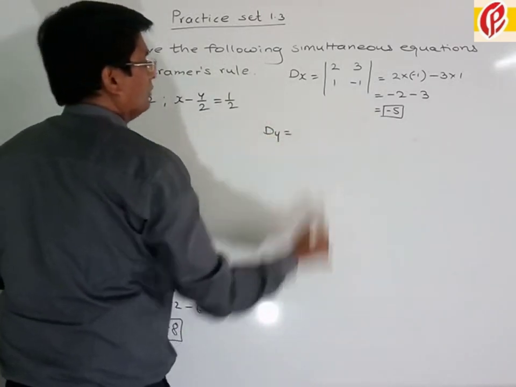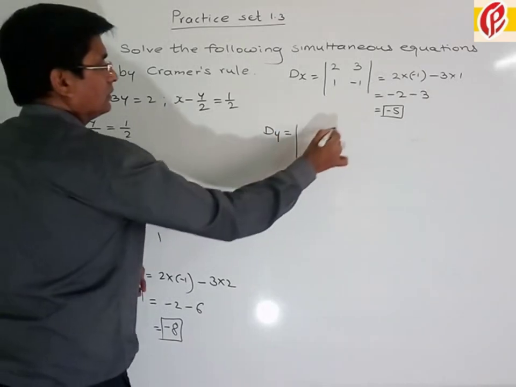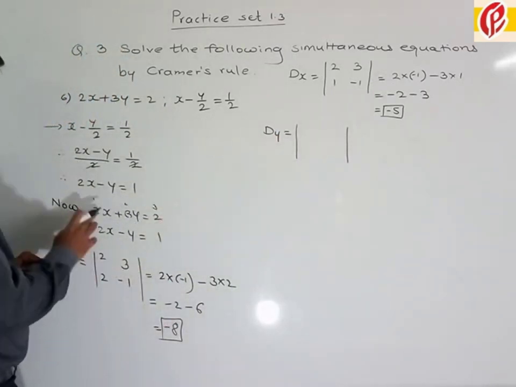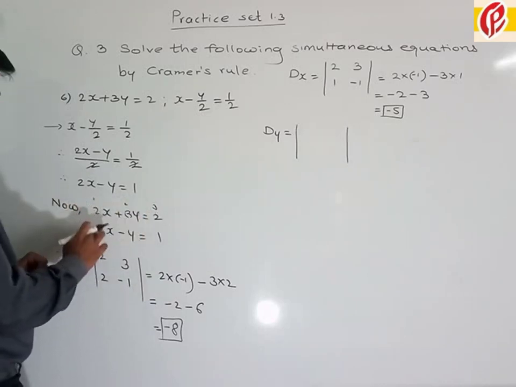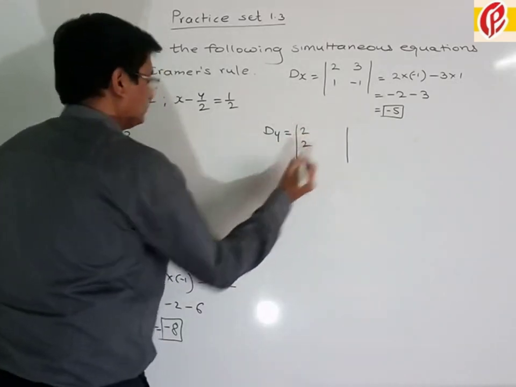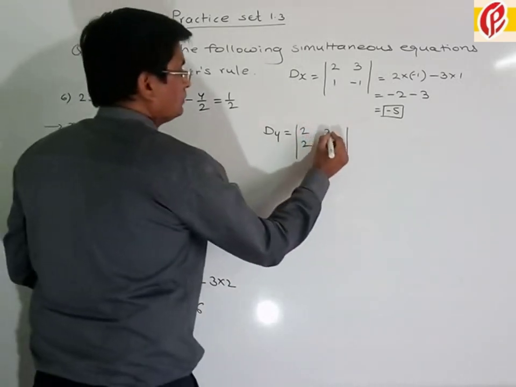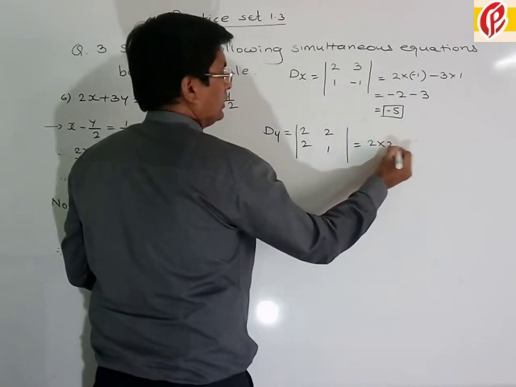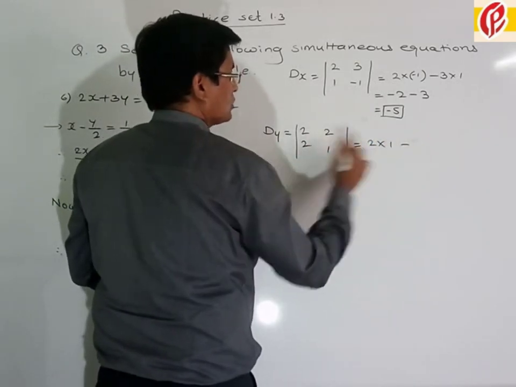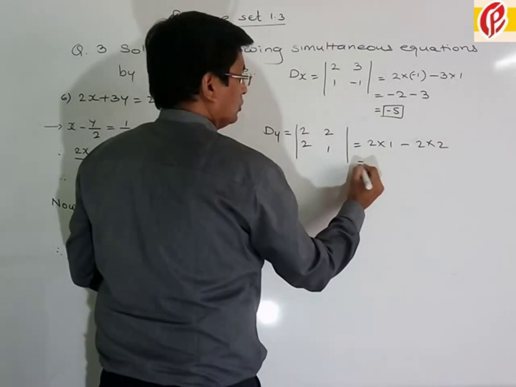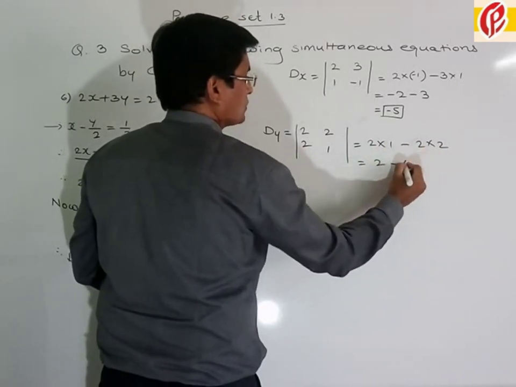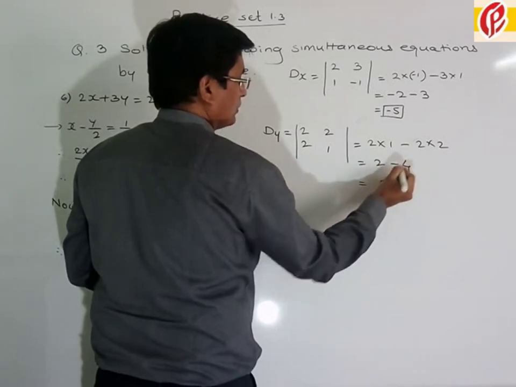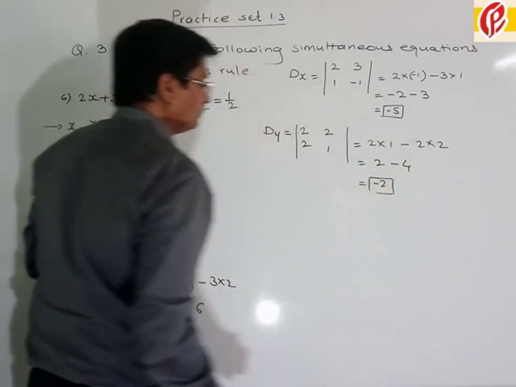Then I will find dy. So tell me the number for dy. 13. So 13 is 1 and 3. So 2 2 and 2 1. So is equal to, cross multiplication: 2 into 1 minus 2 into 2. 2 into 1 is 2, minus 2 2s are 4. So the answer is 2 minus 4, which is minus 2, taking the greater number's sign, minus 2.